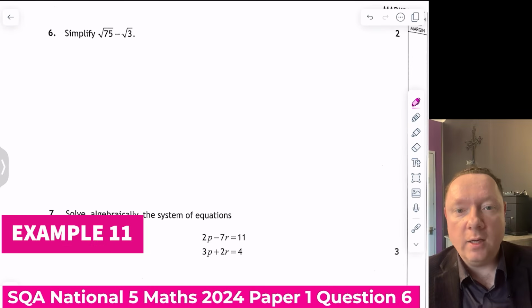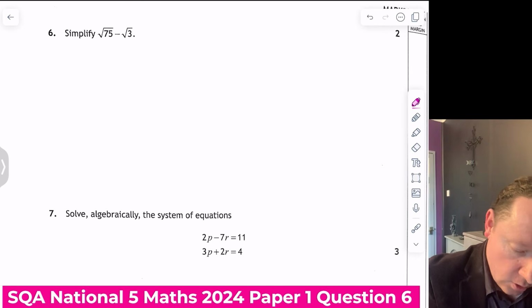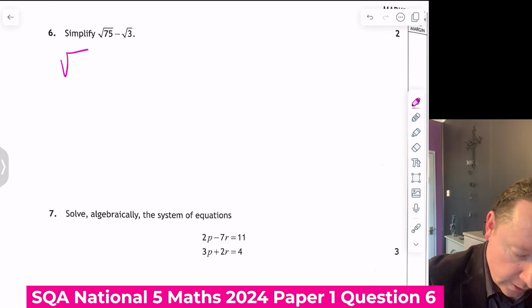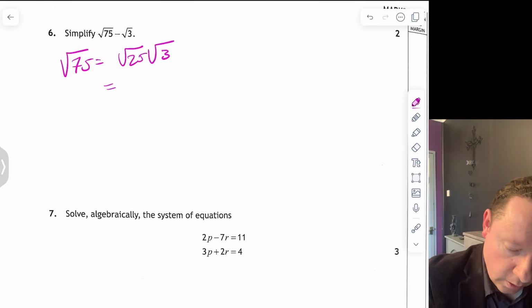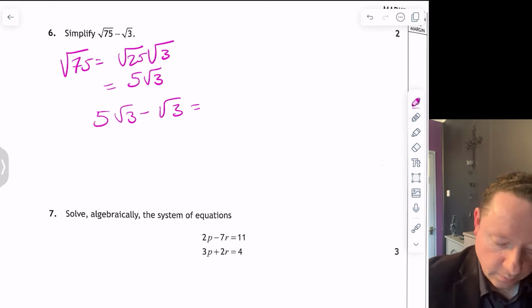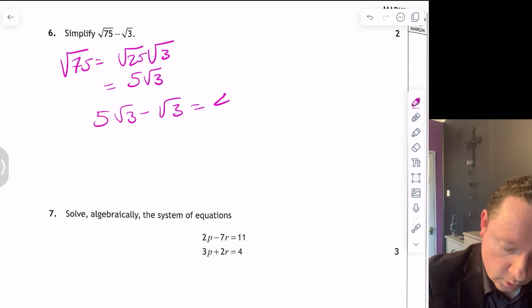National 5 Maths 2024, Paper 1, Question 6, simplify root 75 minus root 3. So root 75 is a surd that I can simplify because it's got two numbers multiplied together, one a square number, and I've got 25 and 3. So square root of 25 is 5, so that's 5 root 3. So my sum is 5 root 3 minus a root 3. Don't be tempted to write 5 here. It's 5 root 3 minus 1 root 3, which is 4 root 3.